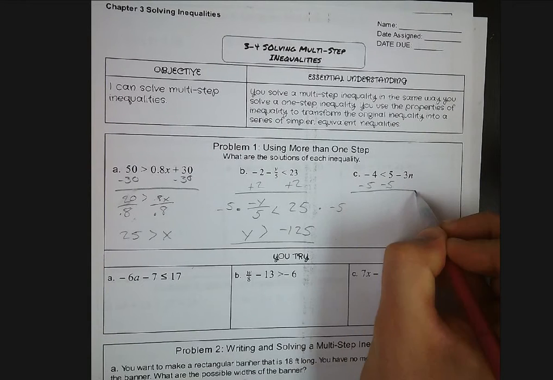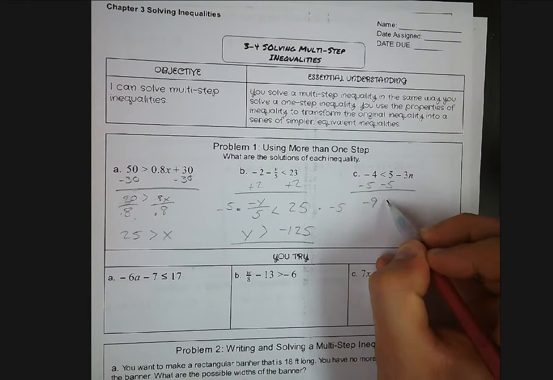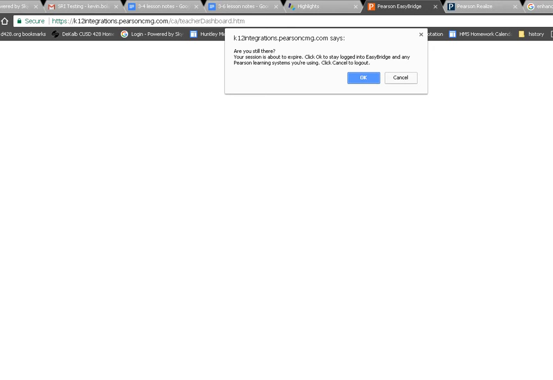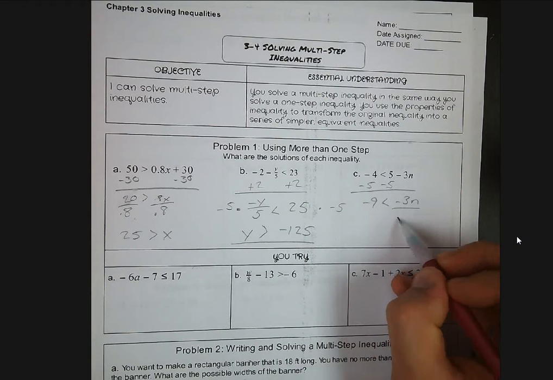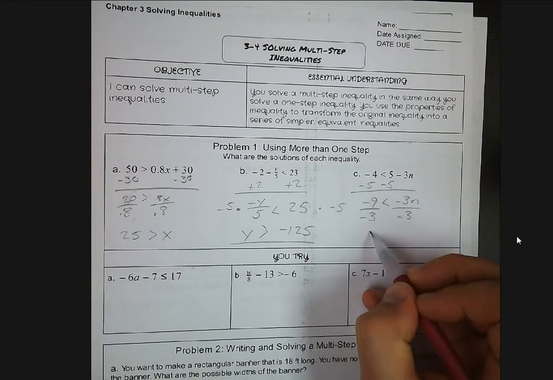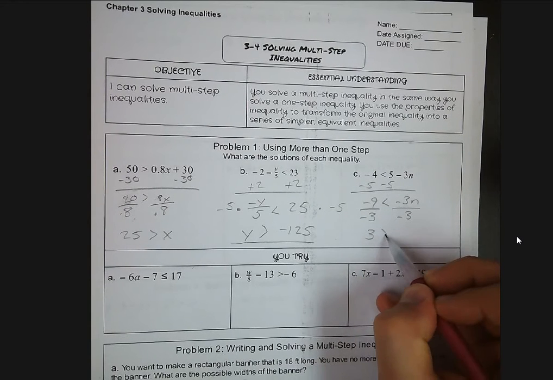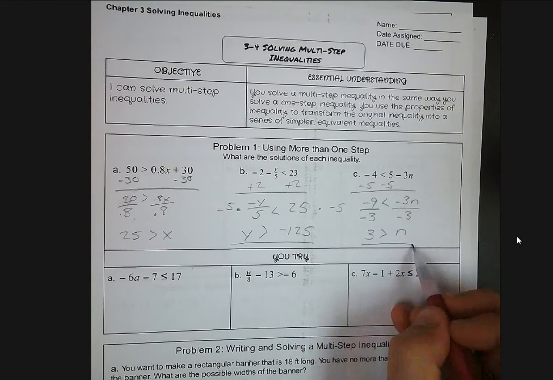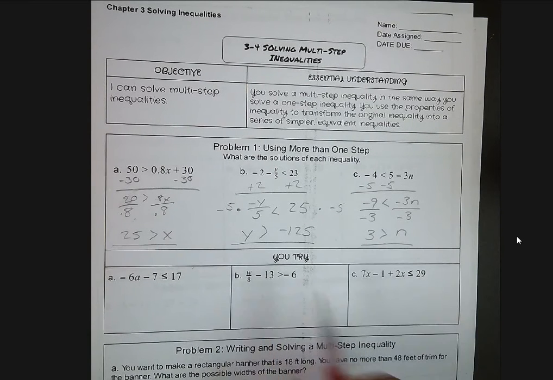All right. Letter C, we need to subtract 5 from both sides of that equation. We're left with negative 9 is less than negative 3n. Divide both sides by negative 3. And we find that 3 is greater than n. All right. You guys go ahead and pause it. Give letter A, B, and C a try, and then come back.